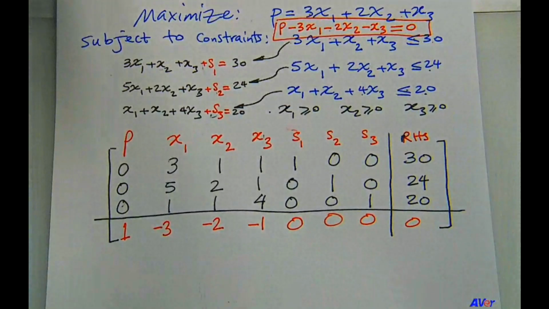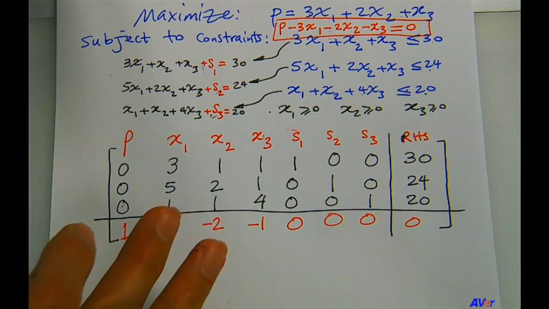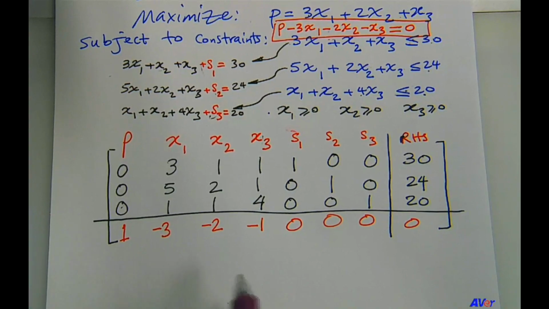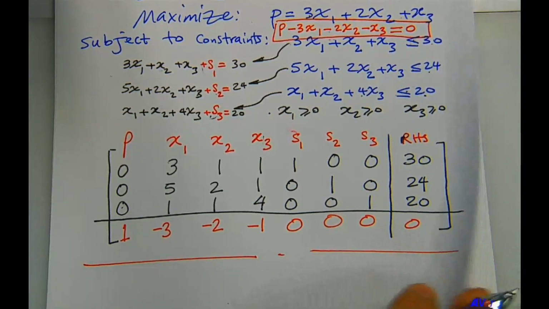So this is the initial simplex tableau. It is very, very critical that you know how to set this up correctly. Like I said earlier, if this is wrong, the rest of the solution is not going to matter much. Okay, so let's do another example just to be sure that we know how to set up this initial simplex tableau.